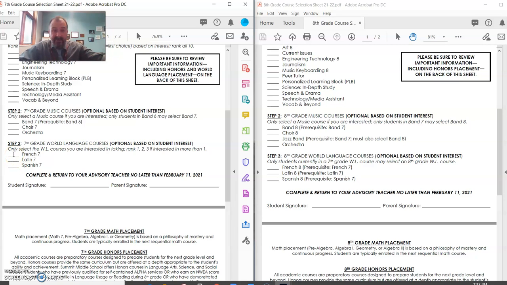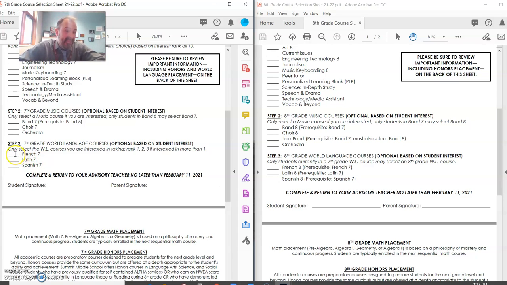And if you didn't want to take French, if you're like, I do not want to take French no matter what, then you're not going to put anything. You're going to leave this blank next to French, okay? But if you're willing, let's say you're willing to take any 3 of those world languages, okay?